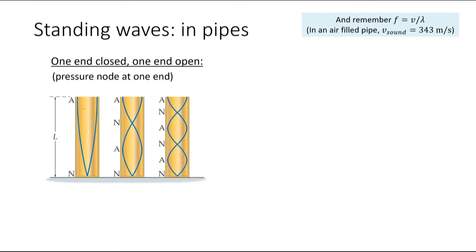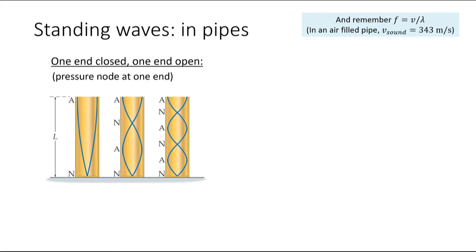Okay, and so what that means for us is that we need to have the fixed end correspond to a node, and the open end needs to correspond to an antinode to get a standing wave in a pipe that has one end closed and one end open. Okay, and so then the fundamental frequency or fundamental wavelength for a standing wave in this pipe, which has length L, is going to correspond to the case where you have a node at the fixed end and then you have an antinode at the free end and you have nothing in between.